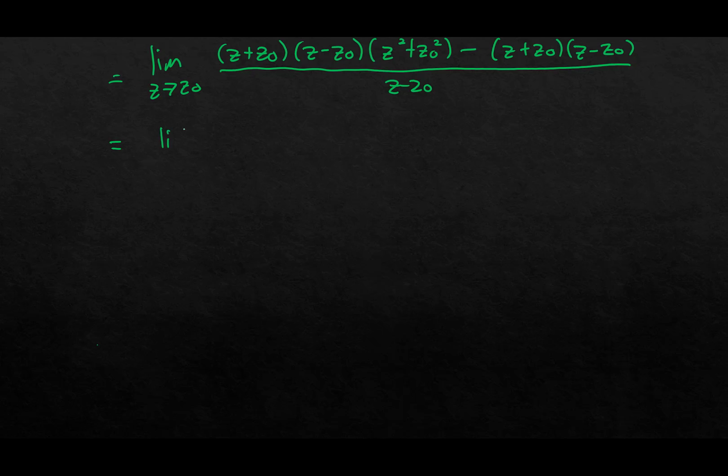So this is going to give us, after canceling these out, the limit as z approaches z naught of (z plus z naught) times (z squared plus z naught squared) minus (z plus z naught). Okay, and now we like this because we can just substitute z equal to z naught into this limit without jeopardizing anything, without blowing up the universe.